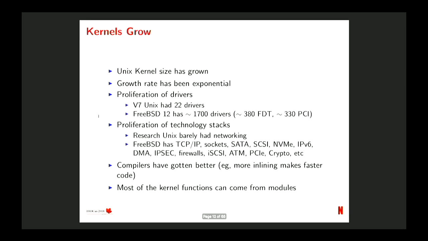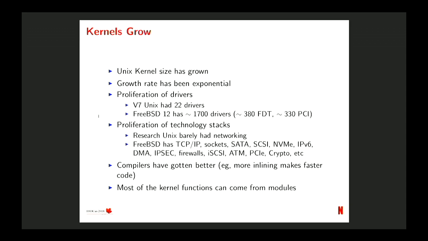So the kernel size. Kernel size growth has been exponential for a very long time. There are a lot of reasons for this. There are a lot more drivers now than there used to be. FreeBSD has about 1,700 drivers in it right now. Yes, some of them are obsolete and we could delete. That's not the topic for this talk. It's a topic for another time, when I have a baseball bat, perhaps. Just as a precaution, I'm not physically going to harm anybody.